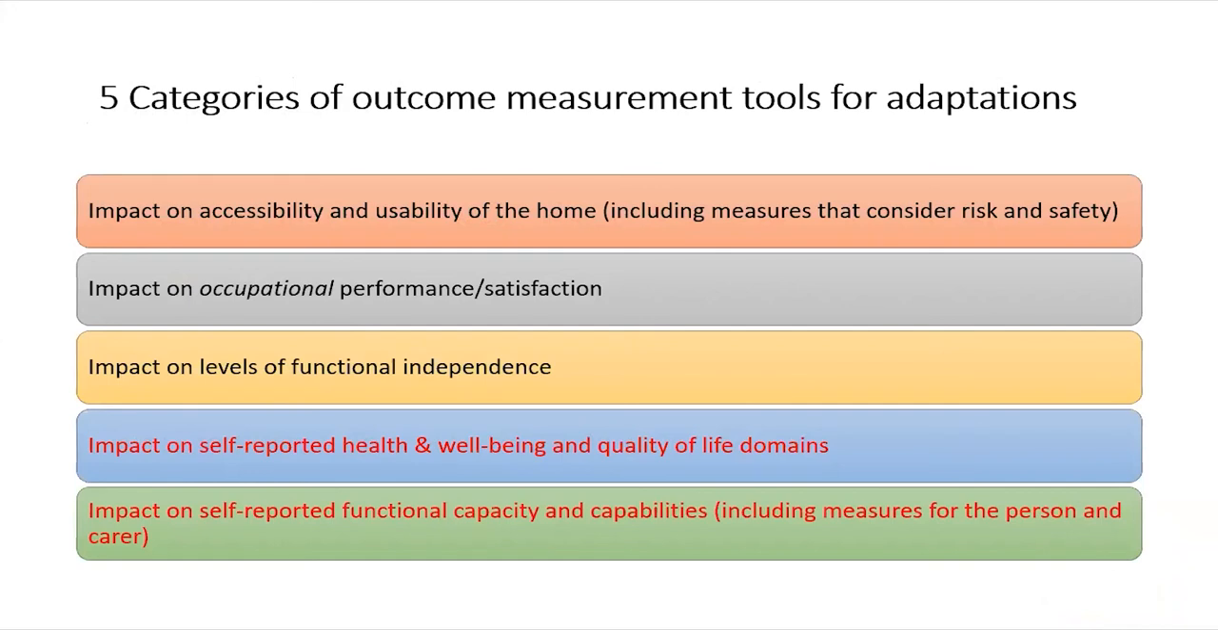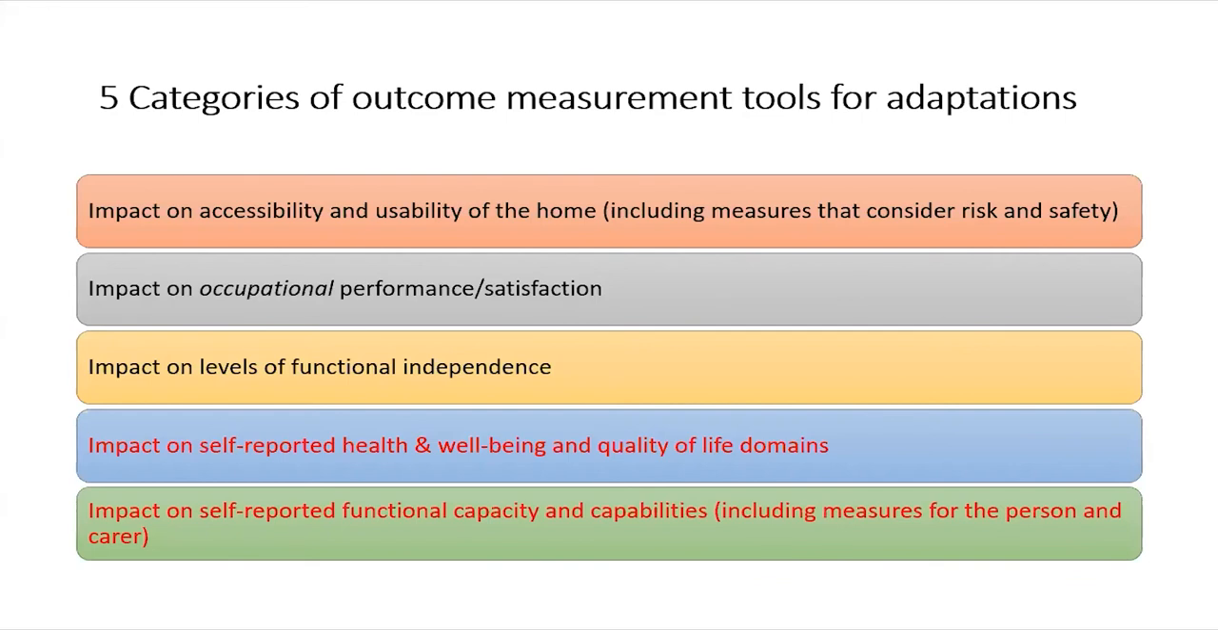In terms of what we can measure and the outcome measurement tools that are out there, this is based on some work by Liz Ainsworth, who's an Australian researcher around adaptations, and what she's done is categorise outcome measures into 5 categories. So there are outcome measures that look at the accessibility and usability of the home. These are often checklists, so how many falls risks are there before the adaptations, and now that we've done the adaptations, how many falls risks are there. And as I say, they very much focus on risk and safety.